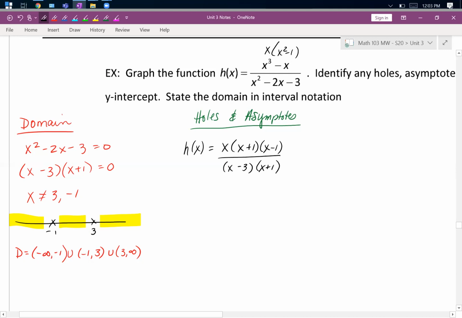Can this be simplified? Sure can. Yes, it can. Okay, we got a common factor there. So this is going to simplify to be h of x equals x over x minus 1 over x minus 3.